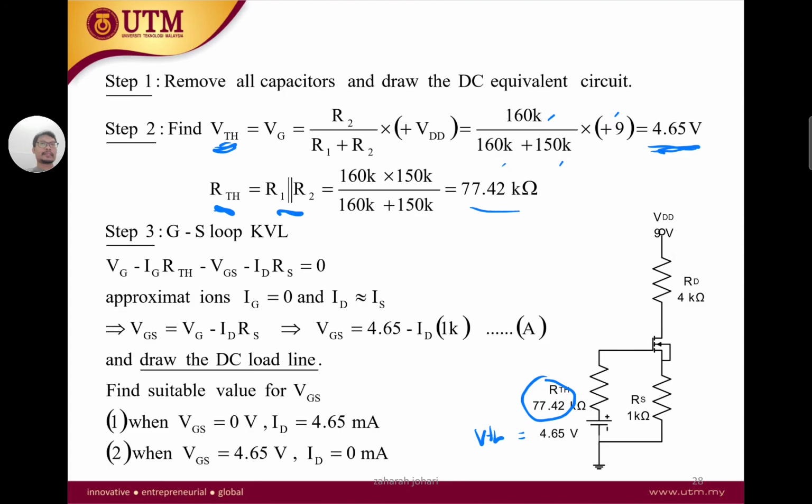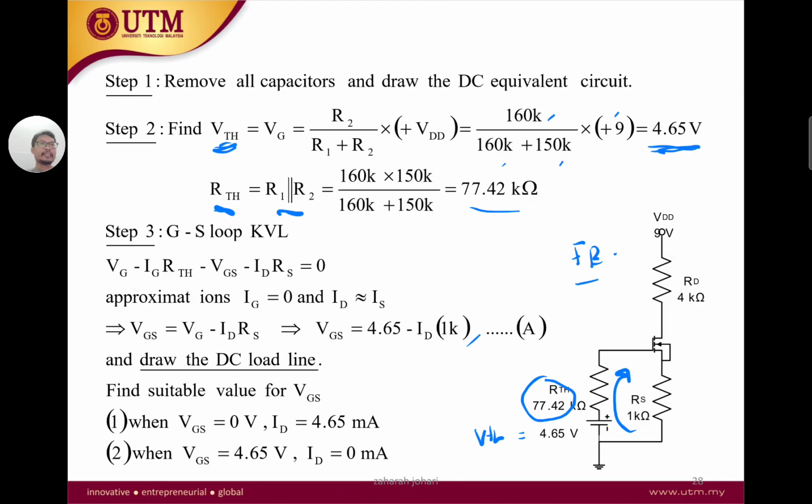77.42. Okay, so once we have our V Thevenin, our R Thevenin, now this becomes a fixed bias circuit with the source resistor RS. So the next step, what they do here is they derive the gate to source KVL. The gate to source KVL is right here.